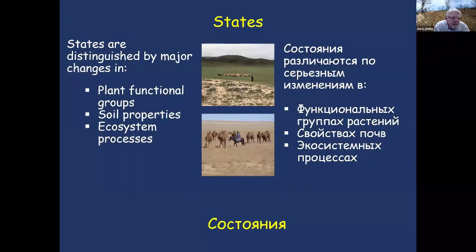States are distinguished by major changes in the plant functional groups, as I just described. You can change the soil properties. If you've had excessive wind erosion, then you can lose the A horizon. You can also have deposition from excess wind erosion or water erosion. And our ecosystem processes functioning. How is your degradation of your litter, the decomposition, moving? Do you see old stagnant litter that is gray and is just very slowly decaying, and you don't see any organic matter, dark litter incorporated into the soil?